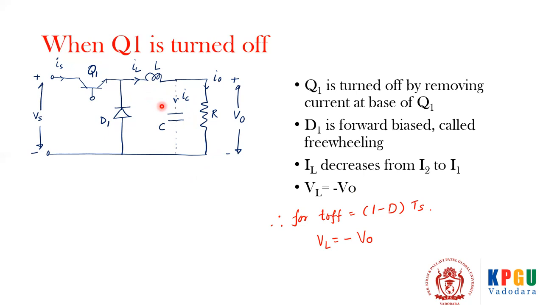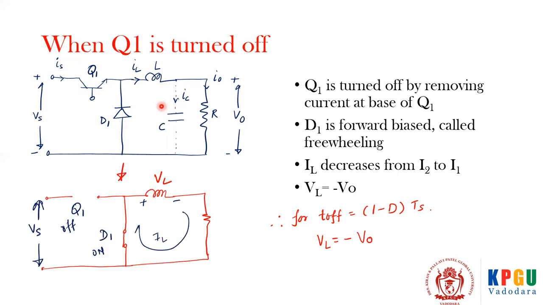So what is the voltage across the inductor? It is going to be minus V0, right? And this is the equivalent circuit when Q1 is turned off. So this is how the arrangement looks. VL is equal to minus V0 and the current through the inductor is reducing from I2 to I1. As it is a reduction, we can say the inductor voltage is negative over here, right? So we can see over here for T off, that is 1 minus D times TS, the inductor voltage is equal to minus V0, right?